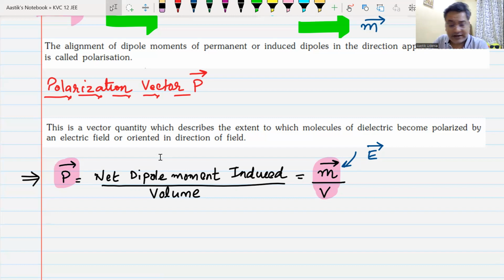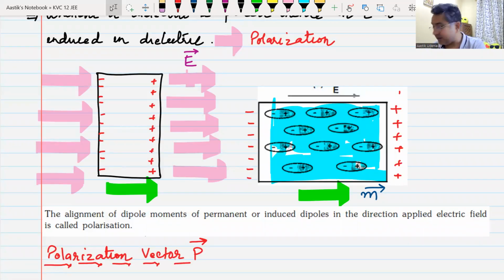Now, whenever a dielectric is placed in an electric field, you will see that negative charge will appear on one side and positive charge will appear on the other side. The charge which appears on the dielectric is known as the induced charge. If the charge which has appeared is minus q here and plus q here, I will write I. What does this I mean? This I means this charge is induced.